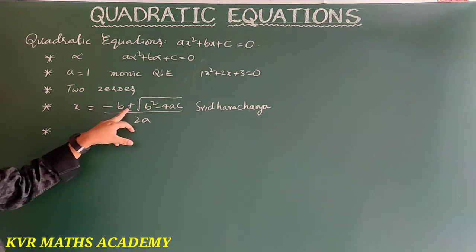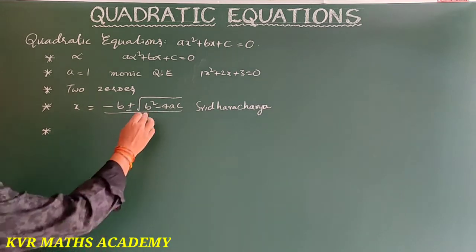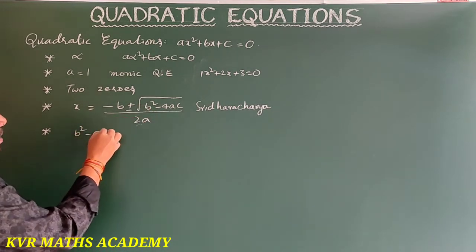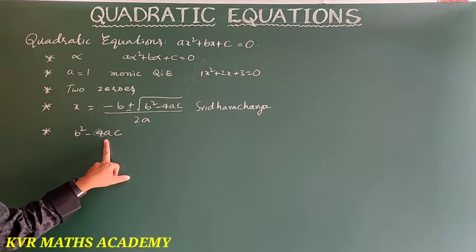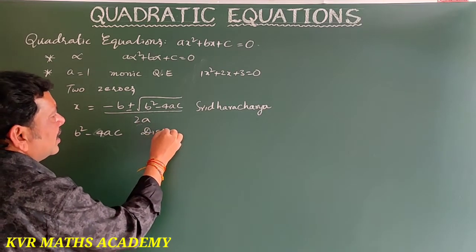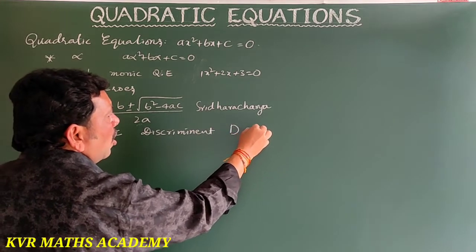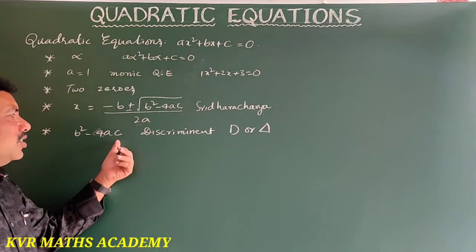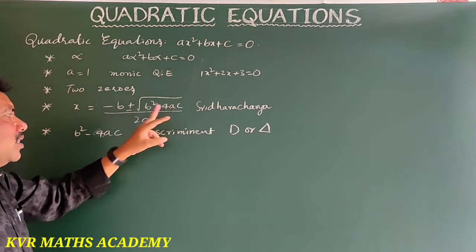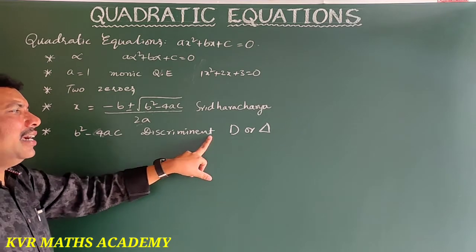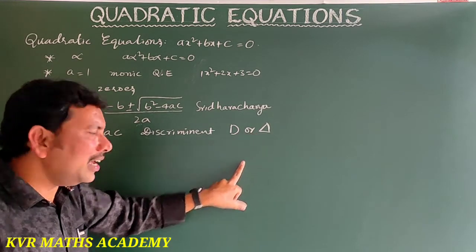Here x is equal to minus b plus or minus root of b square minus 4ac by 2a has come. Now here b square minus 4ac is called the discriminant. It is shown by D or delta. Understood clearly?